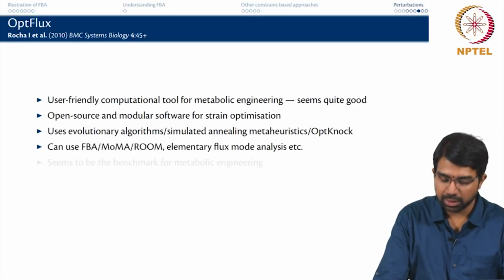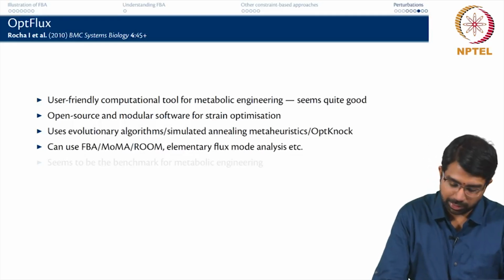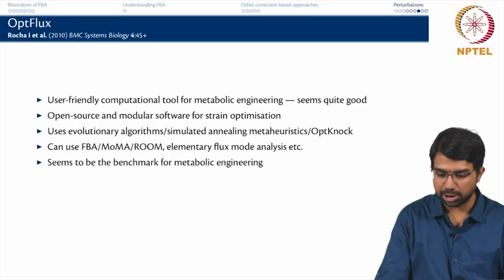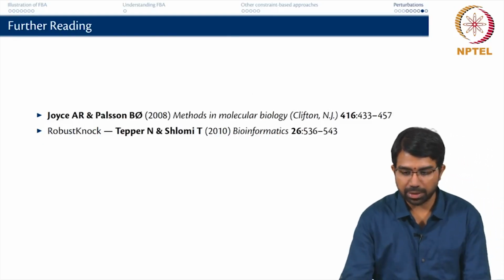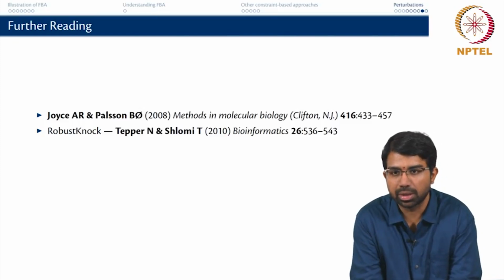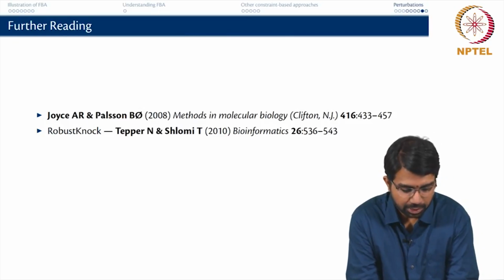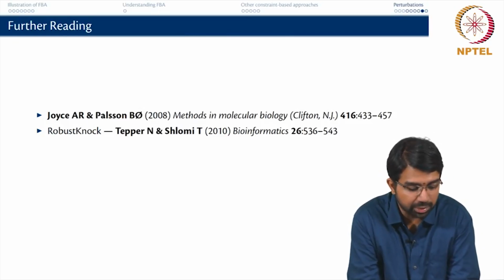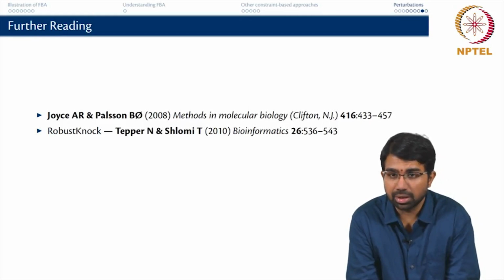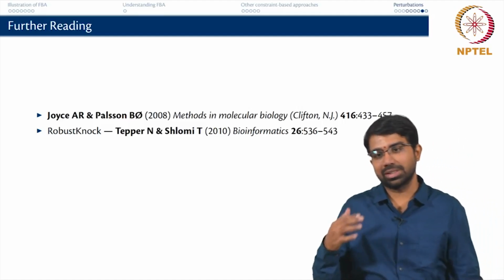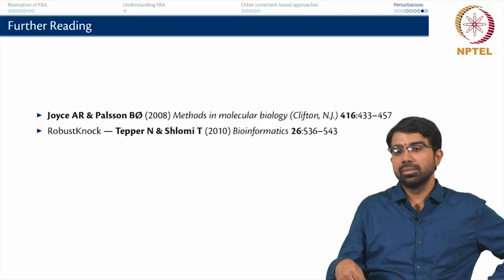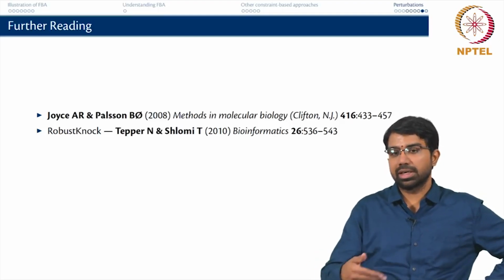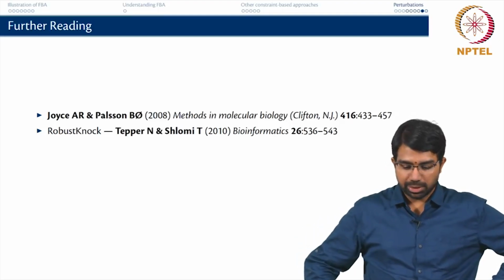and it can use FBA, MoMA, ROOM, and there are other two. We will study about elementary fluxes later on, and it seems to be the benchmark for metabolic engineering. And these are two very good papers which I think you should take a look at. RobustKnock is another tool, and the first methods in molecular biology chapter essentially talks a lot about the protocol for doing gene deletion. You set this to 0, then you observe this, what does it mean, when will you get a true positive, true negative. We will try to discuss some of these in the coming class.